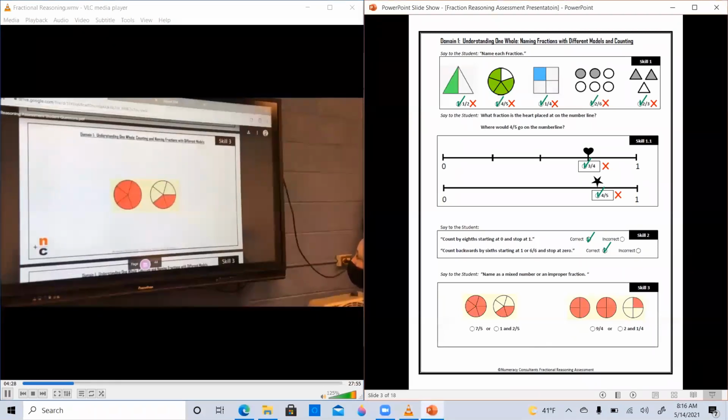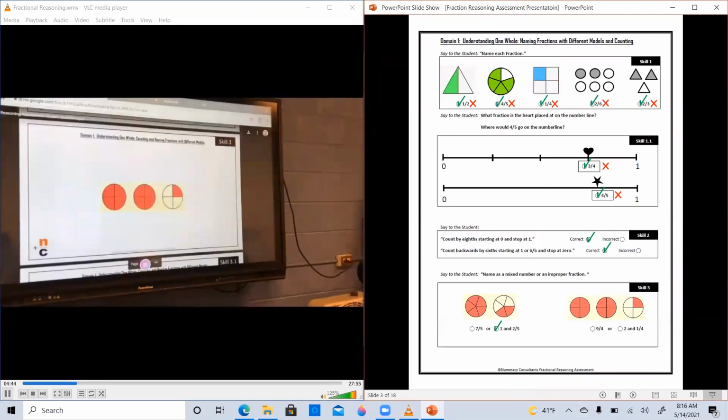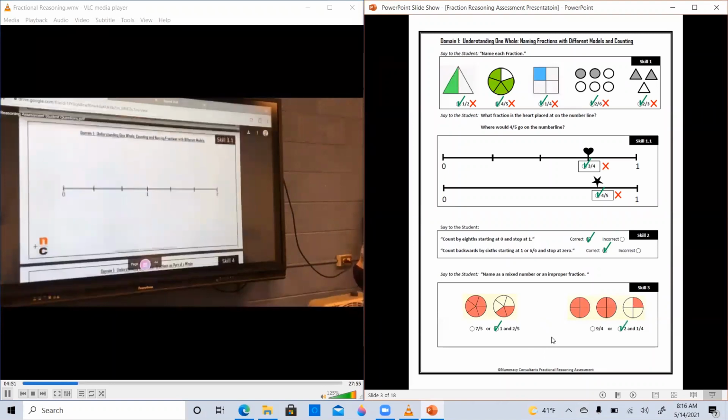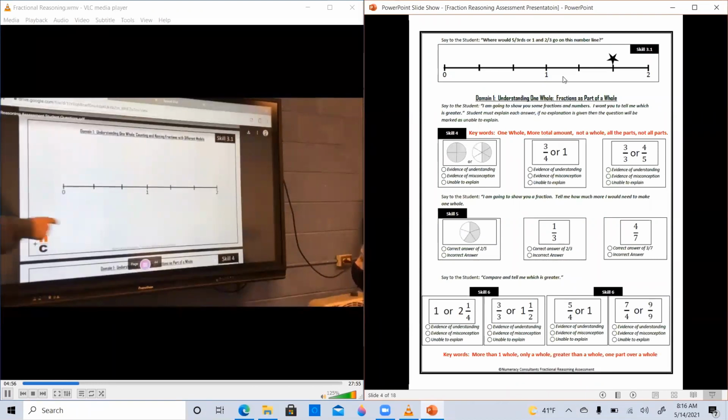Name as a mixed number or an improper fraction. What fraction is that? One and 2/5. Good. Again, name as an improper fraction or a mixed number. 2 and 1/4. Okay, draw a dot where 5/3 or 1 2/3 would go on this number line. So either 5/3 or 1 2/3. Where would it go?